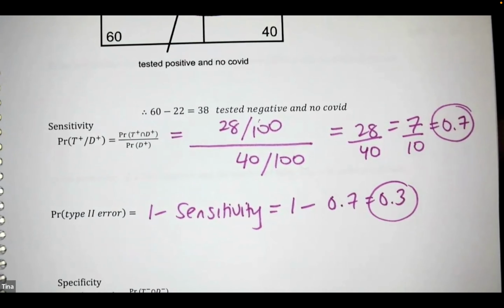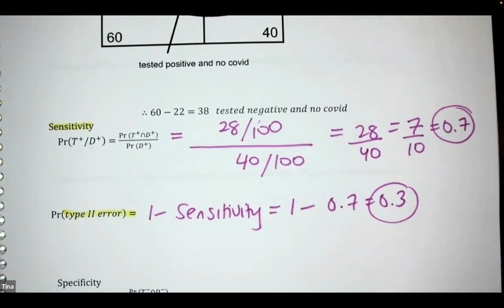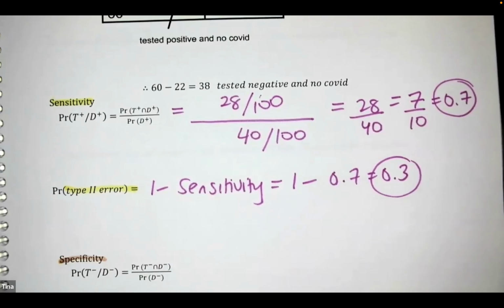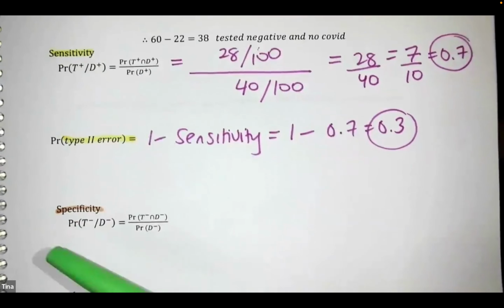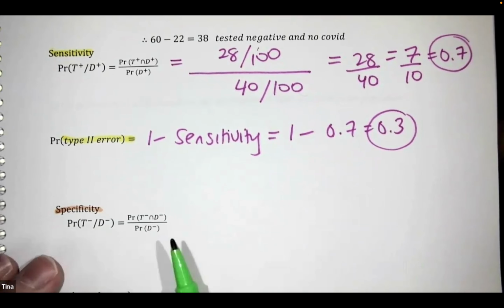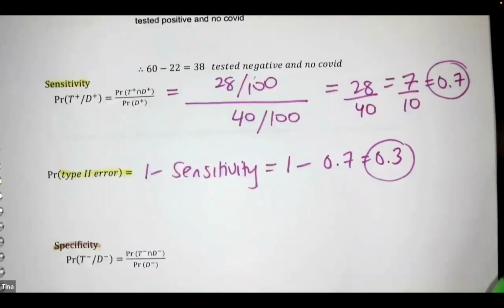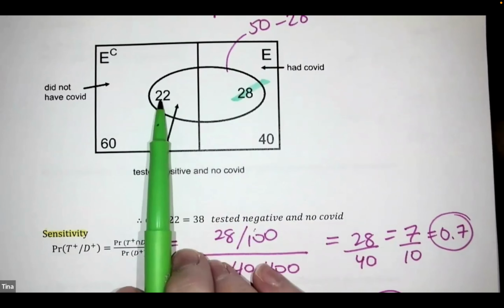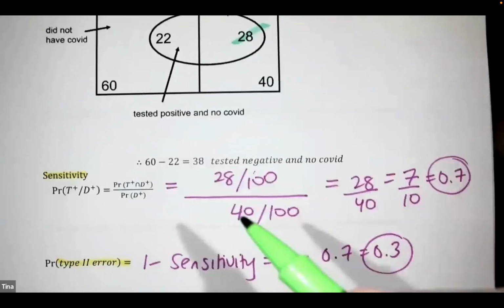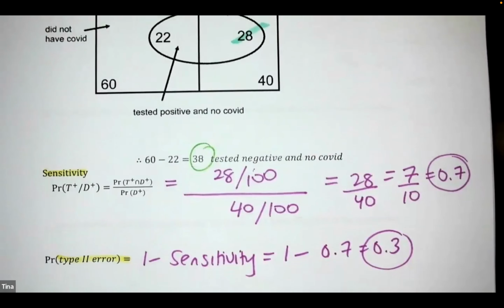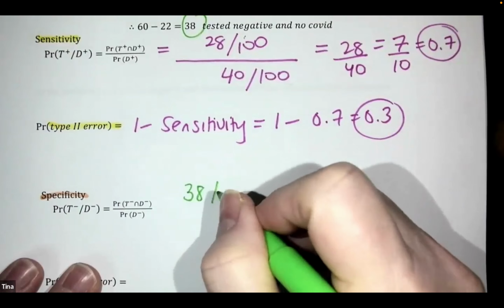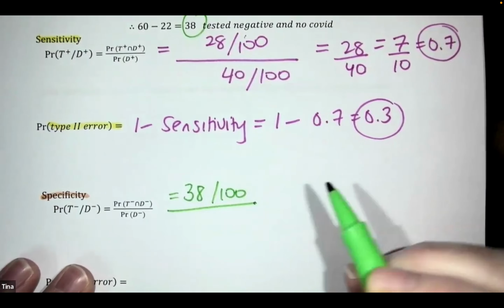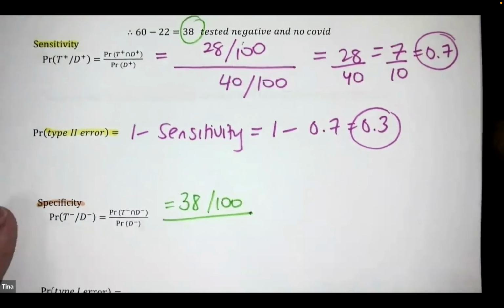Okay? So that's sensitivity and probability of a type 2 error. Specificity is that we have a test that's negative given we don't have it. So if we look at our information, the negative test and don't have it. So over here is don't have COVID. That's the positive test. So the negative test was those 38 people. So 38 over 100.